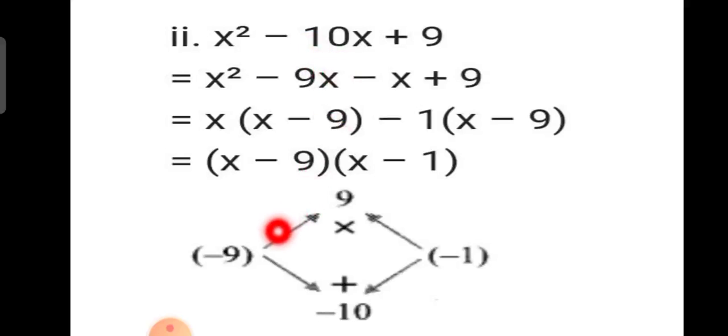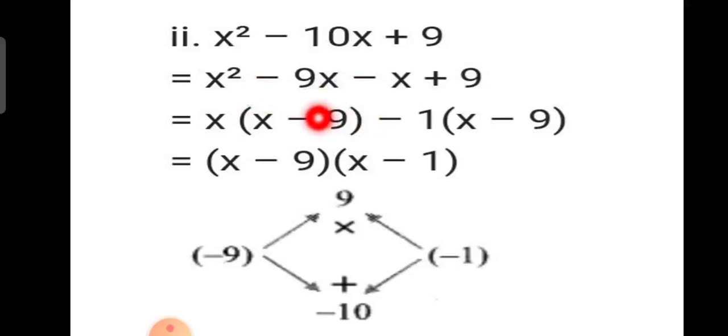So therefore, both the factors, that is 9 and 1, will bear minus sign. So minus 9 minus 1 will be equal to minus 10. And minus 9 multiplied by minus 1 will be equal to plus 9. So here let us write down the factors as x square minus 9x minus x plus 9.